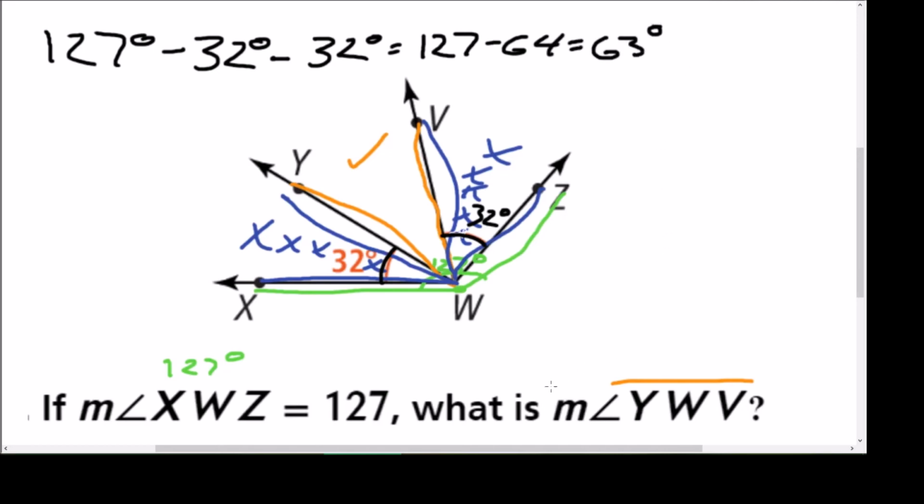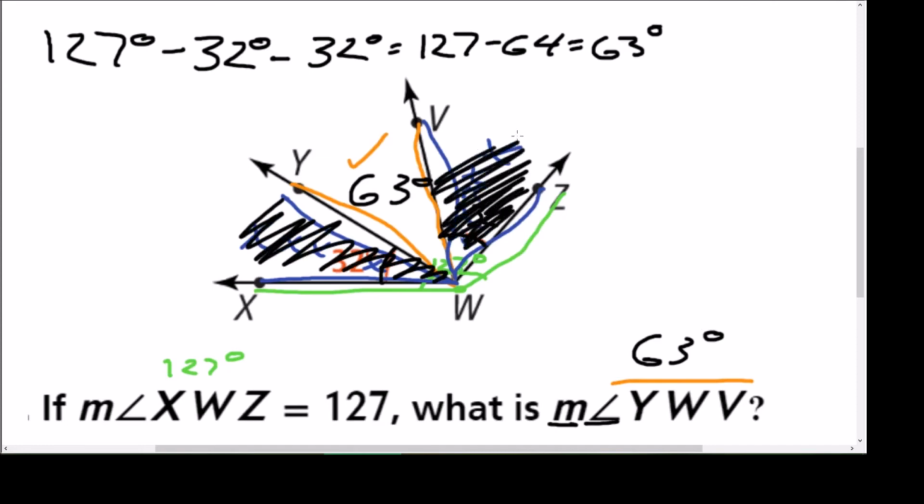So I can now say that the measure of angle, this means measure of angle, YWV, W being in the middle, Y is here, so YWV is 63 degrees. So what we did was remove this angle. We removed this angle. We knew that together they were 64 degrees, and the overall angle was 127. So we did 127 minus 64 is equal to 63.